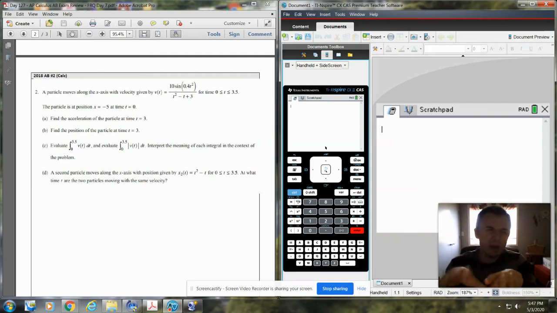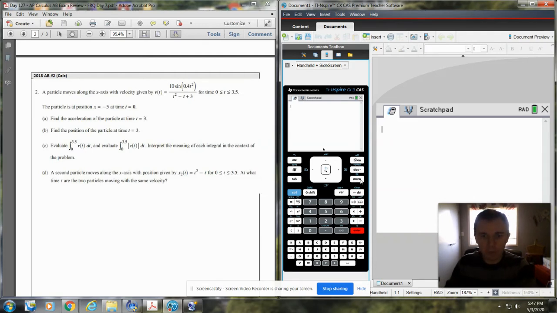So right off the bat, I'm going to show you guys 2 things, actually. I'm going to show you guys how to find a derivative function. Then I'm going to show you guys how to evaluate that derivative function at a specific t value in this case. So first, let me show you guys how to actually find a derivative function of a given function.